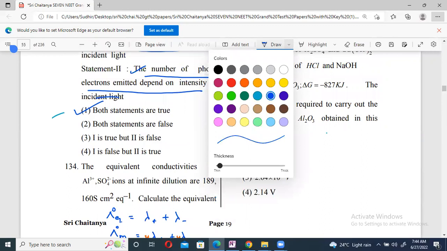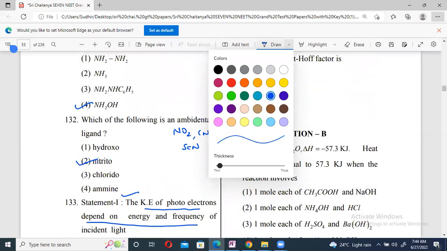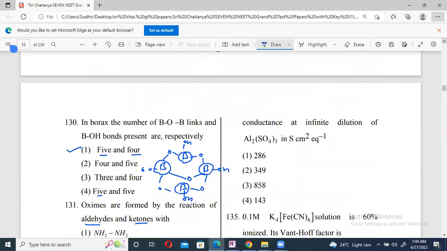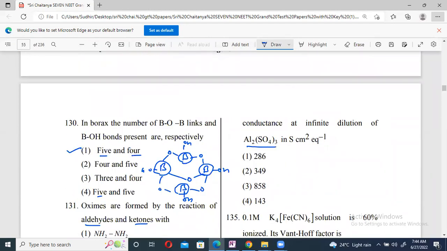Now come here. Aluminum 189, sulfate 160, right? They're asking the equivalent conductance of Al2(SO4)3. See, beta, if they're asking equivalent conductance of Al2(SO4)3, it is the equivalent conductance of aluminum ion plus the equivalent conductance of sulfate ion. This much only. Molar conductance means the number of aluminum and the number of sulfate ions are needed. The value of aluminum they give is 189, and sulfate 160. The sum of these is 349. Second option.